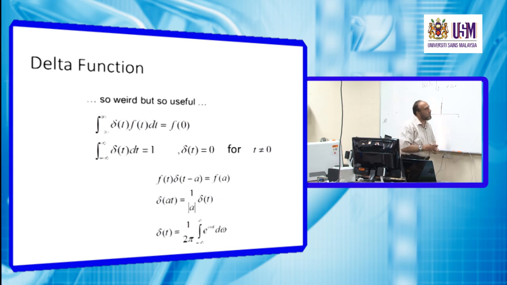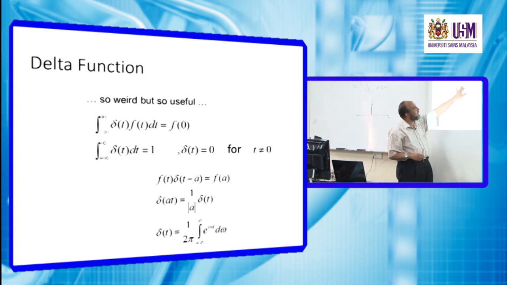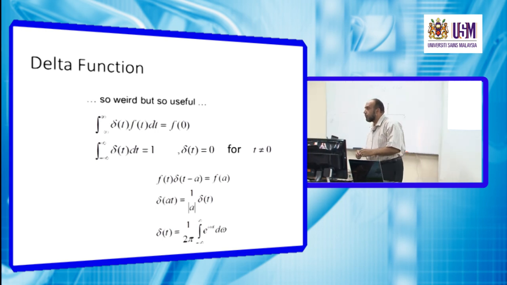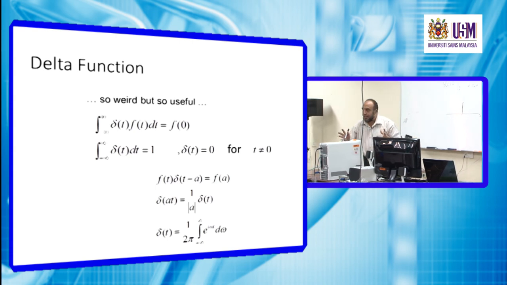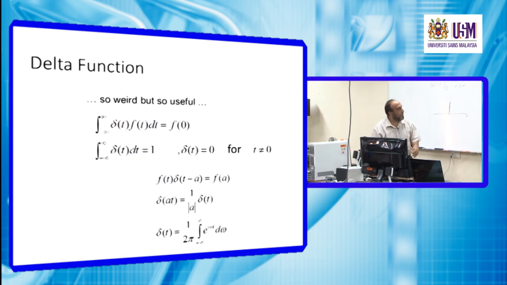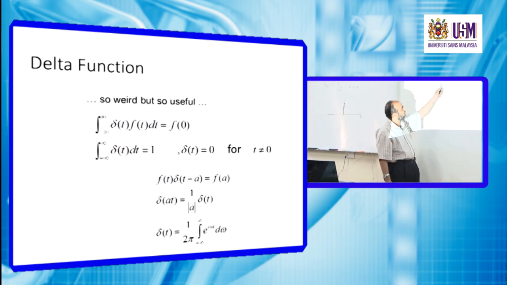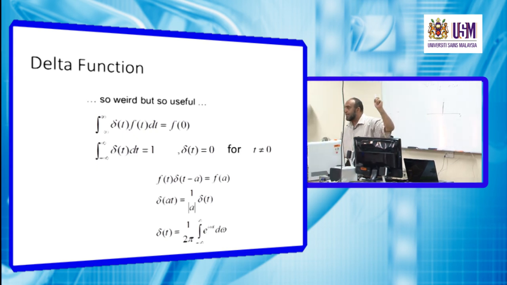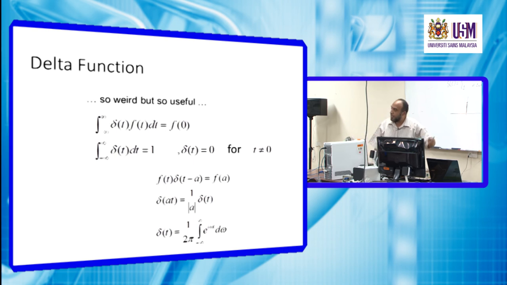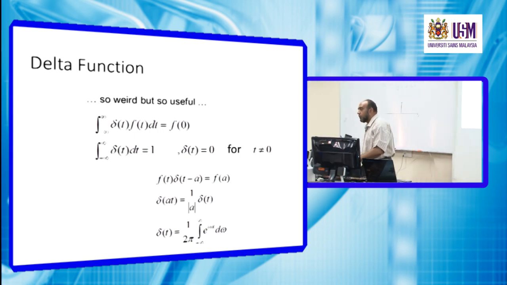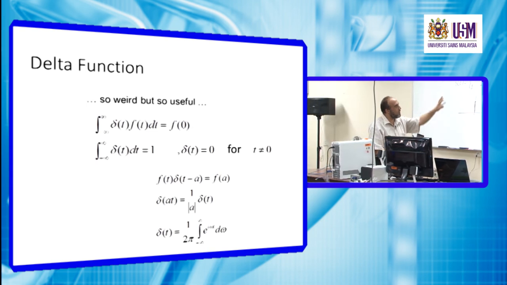So what are the features of this one? Integration from minus infinity to infinity of delta function times f of t dt equals f of 0. Integration itself can be seen as summation. So I am summing all the values of delta t times f of t for all values from minus infinity to infinity. This value is 0 for all points but at t equal 0. So it becomes delta t equal 1 times f of 0, which equals f of 0. Whatever the value of the function f at the point 0, we get this condition.